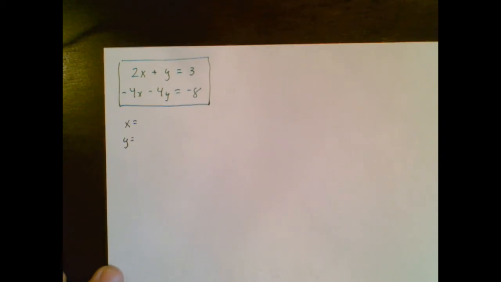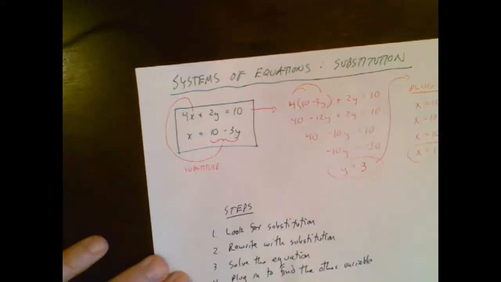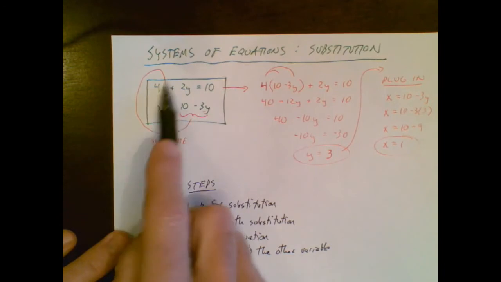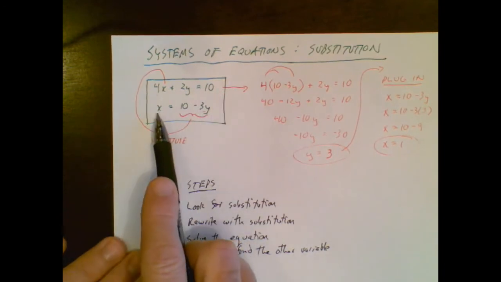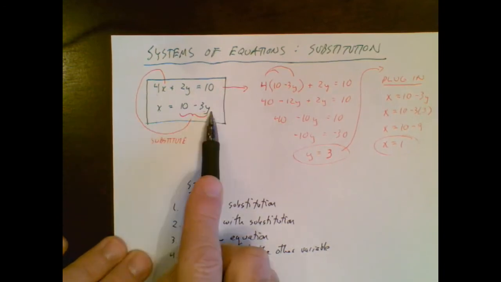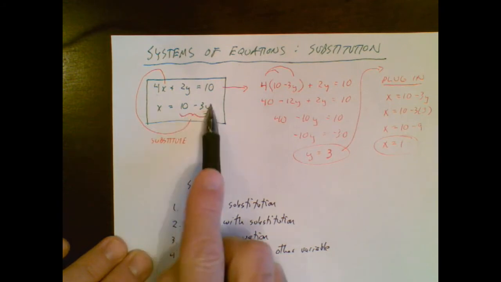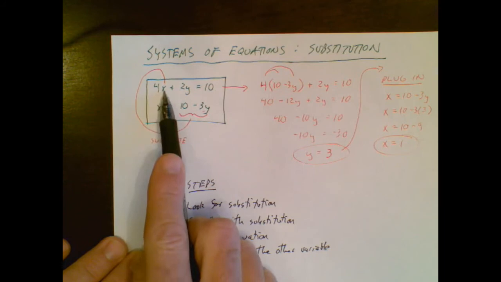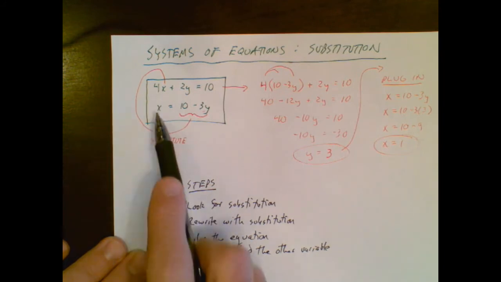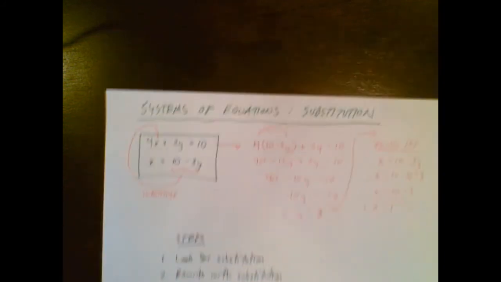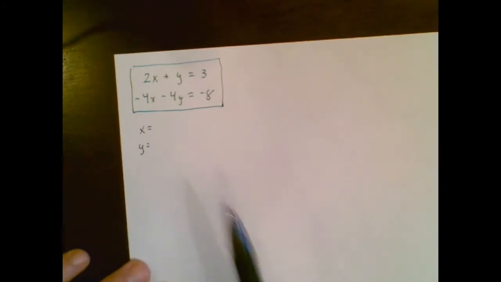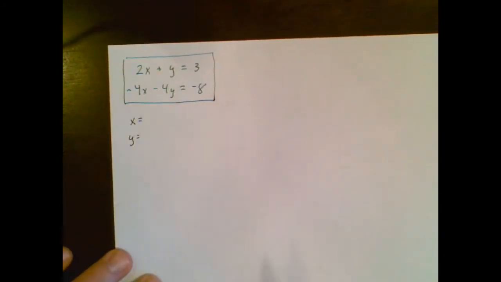I'm going to go back to the previous example. In this case, it was really easy to spot a substitution because it says x equals 10 minus 3y, or in other words, I can substitute a 10 minus 3y for wherever I see an x. Well, that was easy because a variable was by itself. In this case, there is no variable by itself.